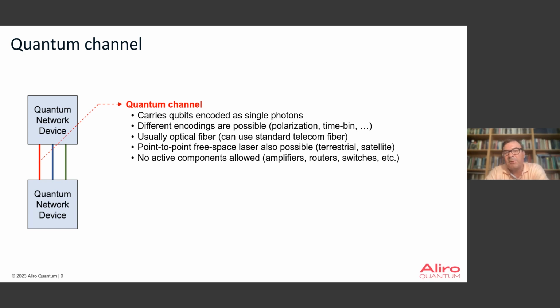It is also possible to carry the quantum channel over a free space connection. That free space connection may be a terrestrial point-to-point connection, or it may be a ground station to satellite free space connection. But either way, that free space connection must be implemented as a point-to-point laser. Radio networks, such as Wi-Fi networks or cellular networks, are currently not suitable for the quantum channel.